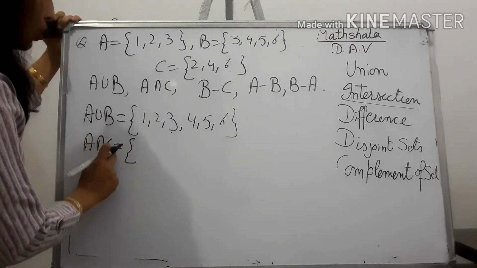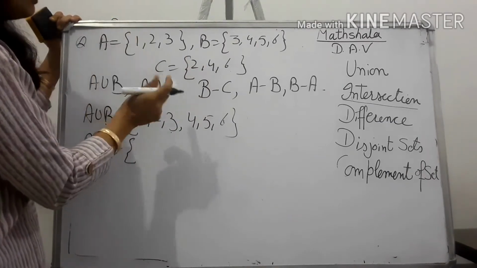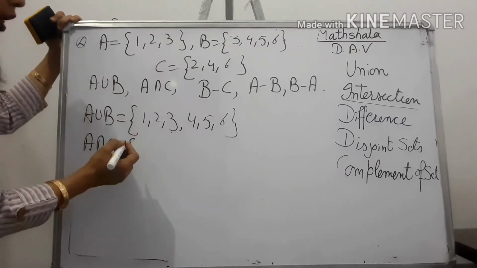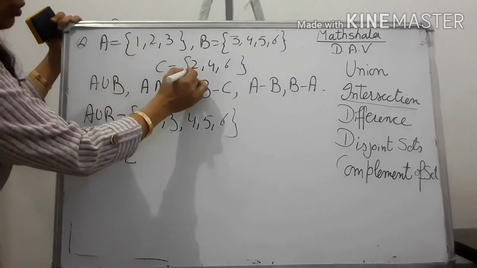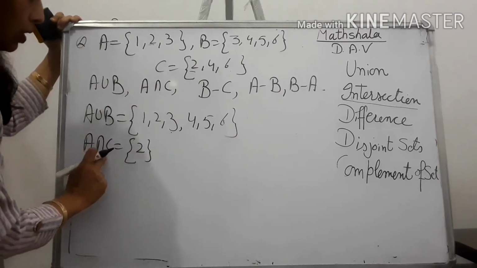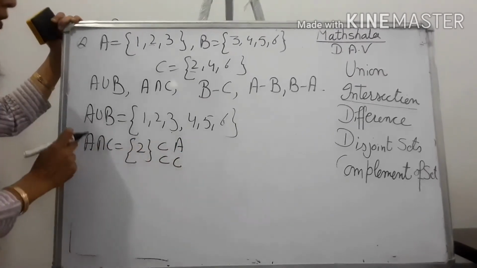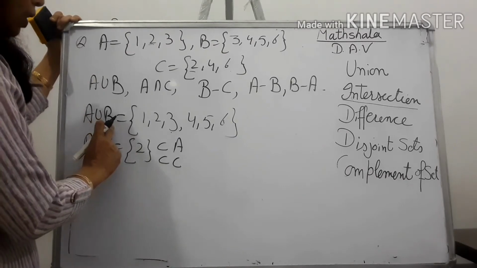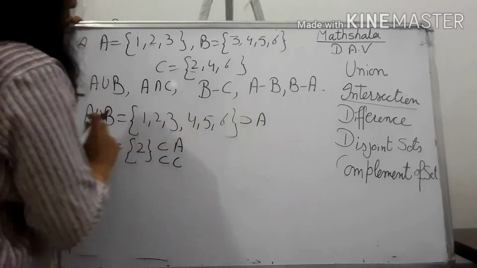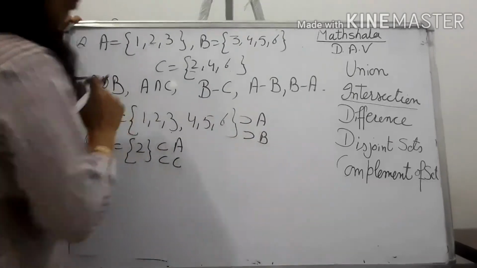What is the intersection of these two sets, A intersection C? Intersection means the elements which are in set A as well as in set C. So which are those elements? Only 2 is present in both the sets. So A intersection C is a subset of A, and also a subset of C. And A is a subset of A union B, and B is also a subset of A union B.